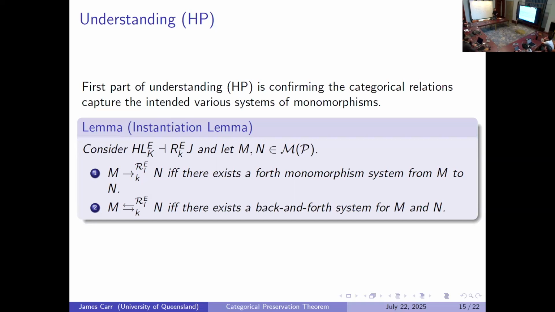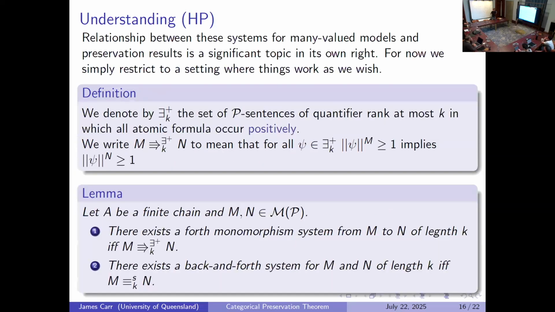Now, in classical logic, this is essentially the same thing, and then you're done, because Ehrenfeucht-Fraïssé works nicely. This is the stuff you'll see in early model theory classes: if you have back and forth systems between classical models, then they're elementarily equivalent exactly then, and so on. Unfortunately, in the non-classical setting, in these many-valued models, the relationship between the existence of such systems and preservation results and elementary equivalence is a substantive topic in its own right that's hard.